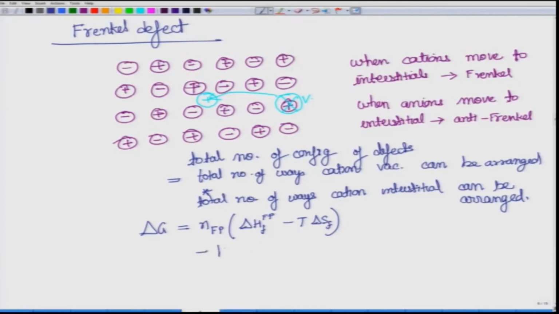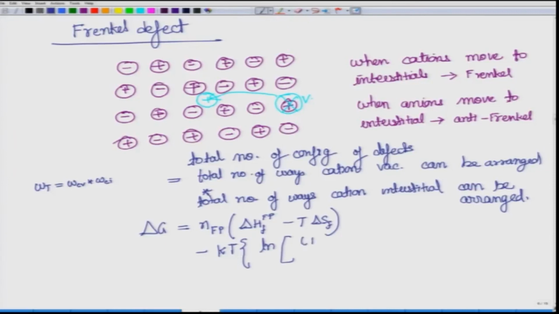minus there will be the entropy term, which is k T times the log of W. Since the total number of ways that these defects can be distributed is the multiplication of the ways cation vacancies can be distributed times the ways cation interstitials can be distributed, it is as good as saying that W T is equal to W cation vacancies times W cation interstitials. Since this is in a log, we can take a sum of the logs instead of multiplying them inside the log bracket.